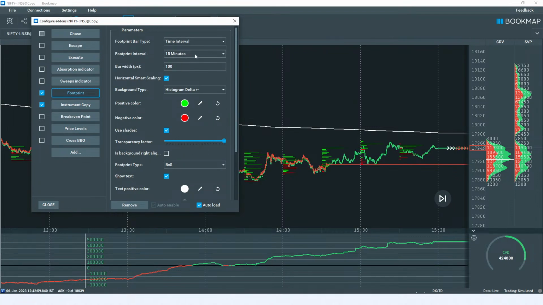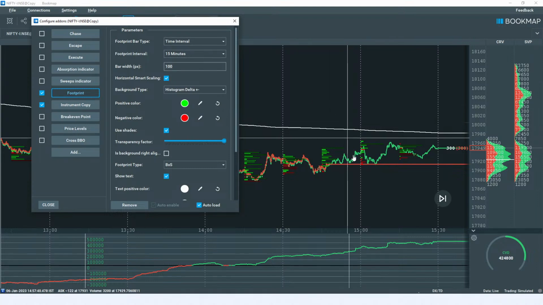So the 15-minute time interval, because that's where I monitor the price action in terms of the 15-minute candlestick charts. That's why I want to see the order flow information within the 15-minute candlestick charts, and hence I'm using the 15-minute time interval chart.